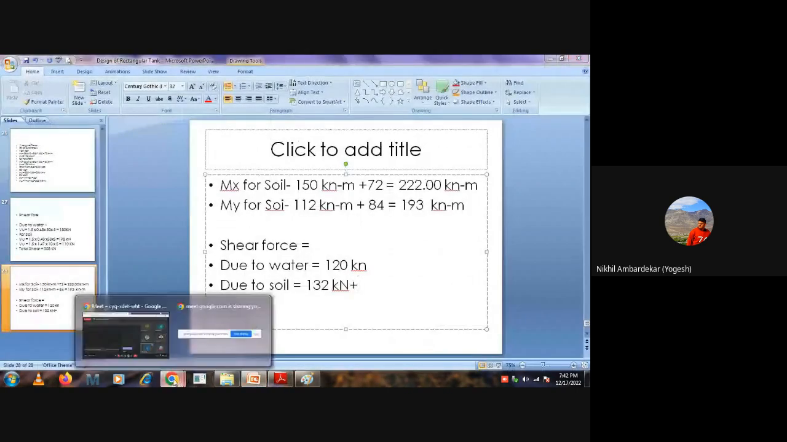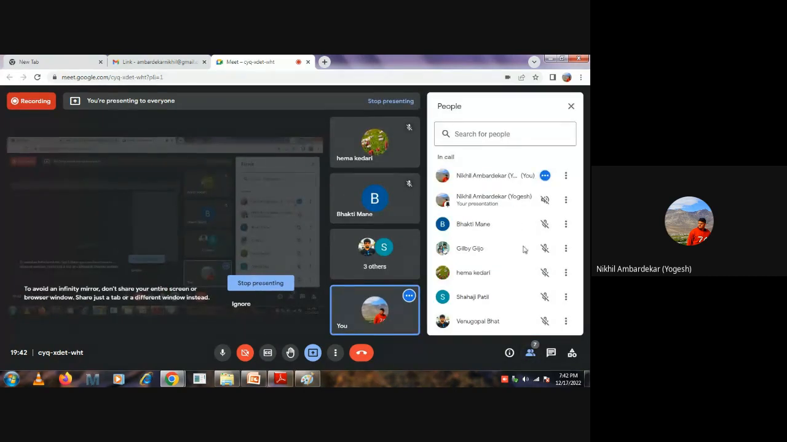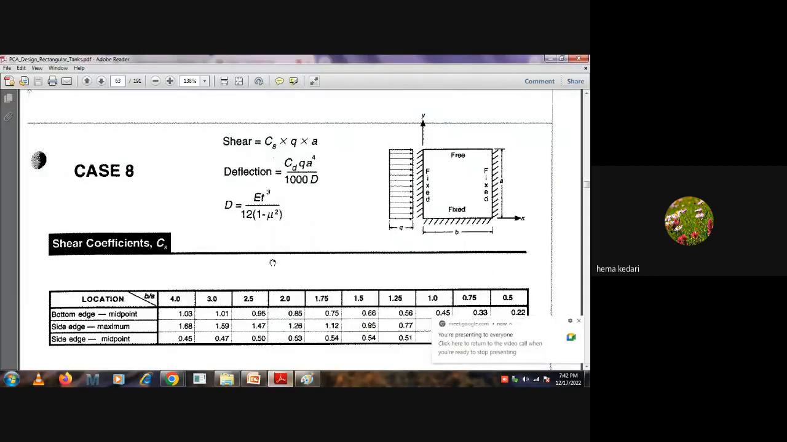I request Bhakti, you don't tell now. You can give some chance to other guys. But in the background, yes, you definitely can calculate. So I will ask Venugopal or Shahaji, Hema. 47.5. Okay, let me check. 0.95 into 55 to 5. Is it correct?